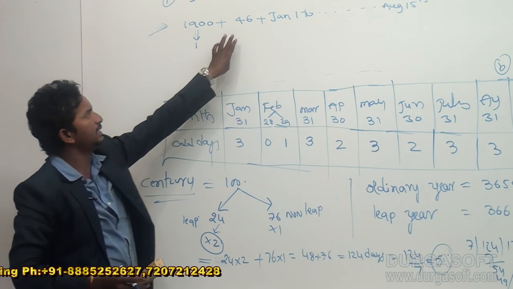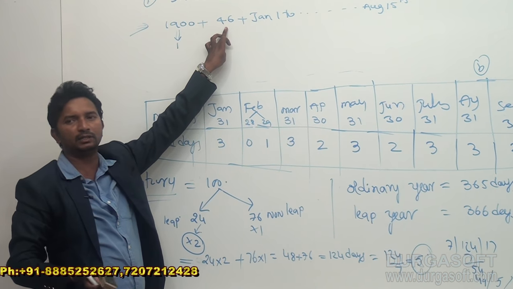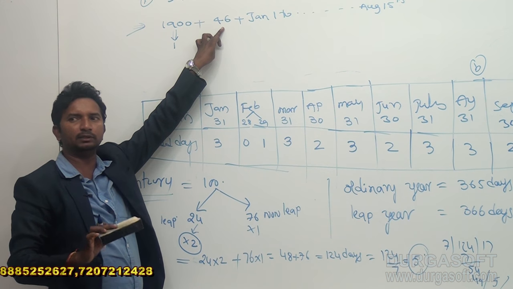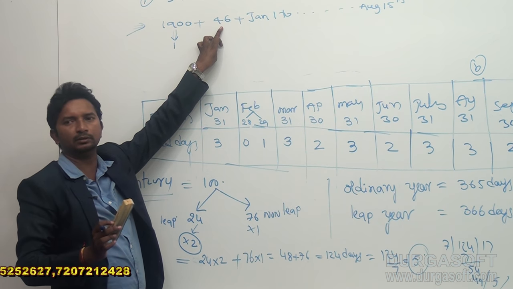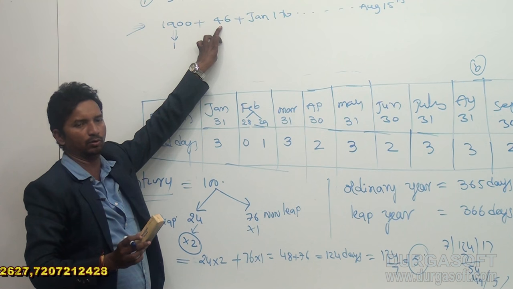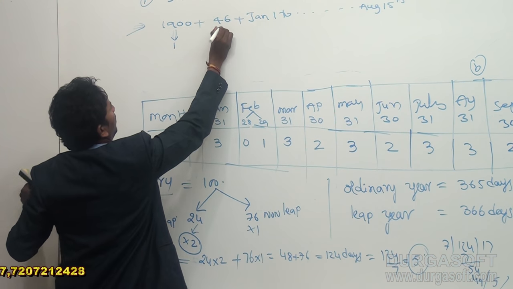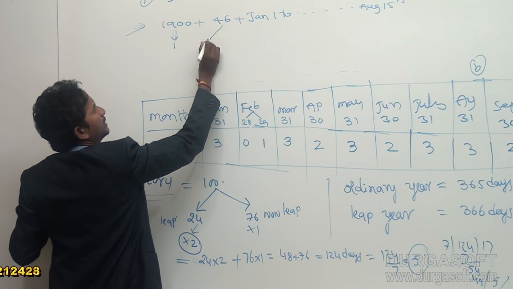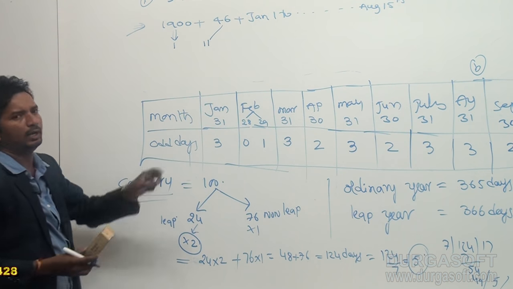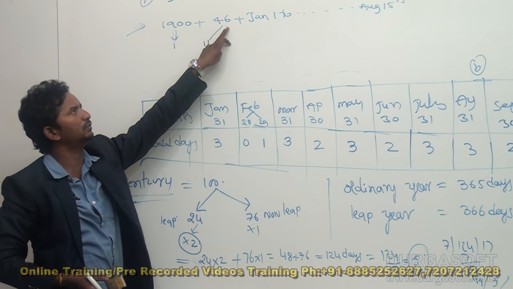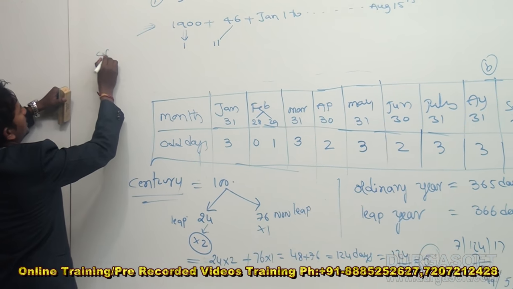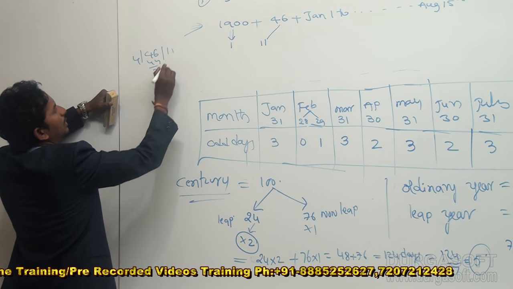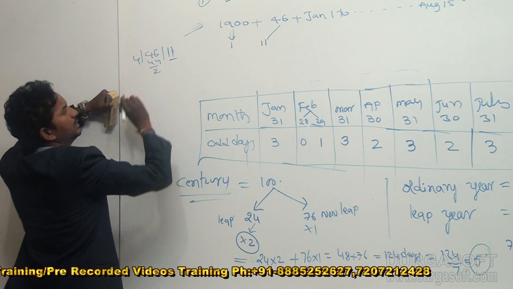In 46 years, how many leap years are there? How many non-leap years are there? Now, how many leap years? Every 4 years contains a leap year, so it is divisible by 4. Now see the 46 divided by 4. 4 ones are 4, so 11 leap years. Now, how many leap years? 11 leap years are there.